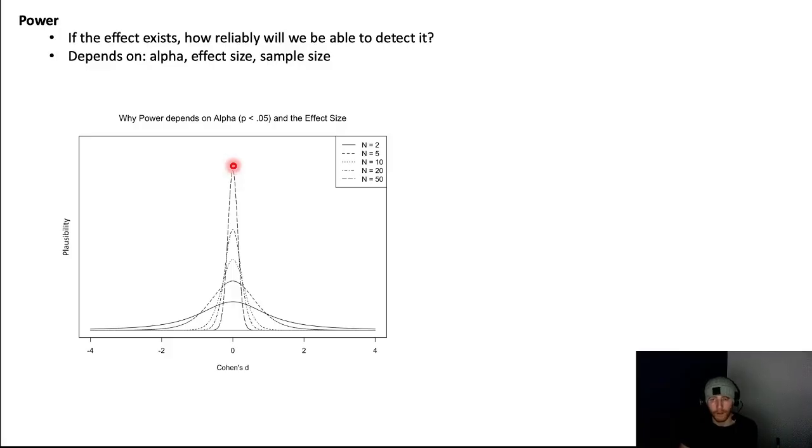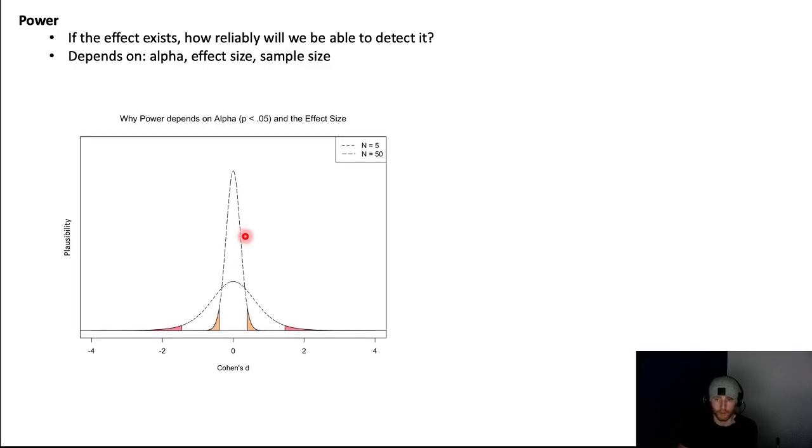So let's compare 50 with 5. Okay, as you can see, 5 is much noisier. We really can't rule out values closer. With 5 participants, we can't rule out values close to 0, or even fairly far away. With 50 participants, we can rule out values quite close to 0, because we can be certain.